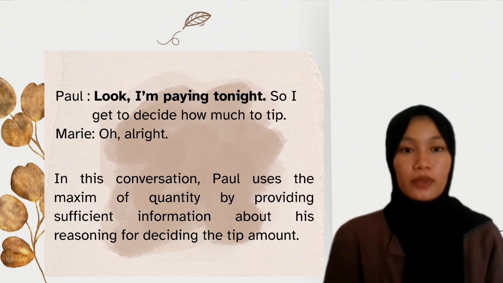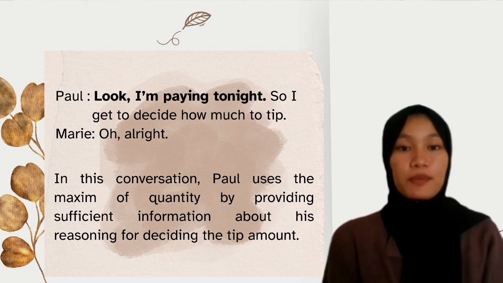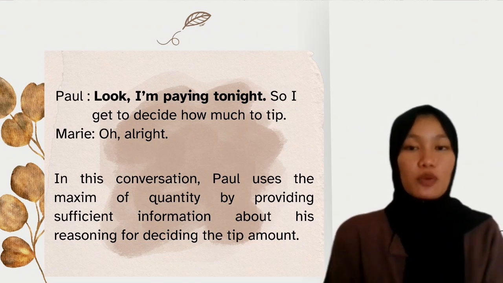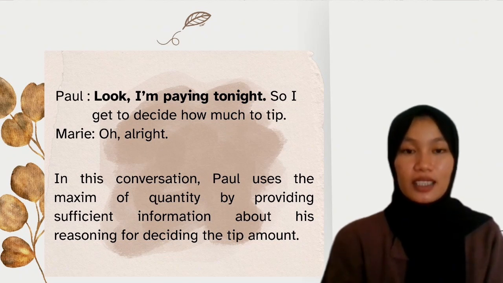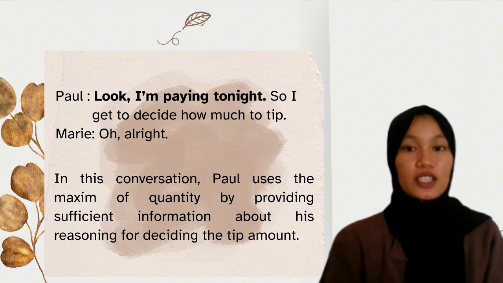Next conversation. Paul said, "Look, I'm paying tonight, so I get to decide how much to tip." And Mary replied, "Oh, all right." Let's analyze this conversation. The utterance "Look, I'm paying tonight" is a speech act because Paul is using this statement to assert his authority over the decision of how much to tip. By emphasizing that he is the one paying, Paul performs the act of claiming control over the tipping decision. This statement served to influence Mary to accept his decision to tip.